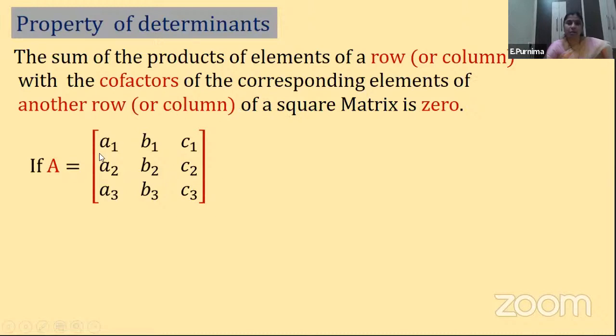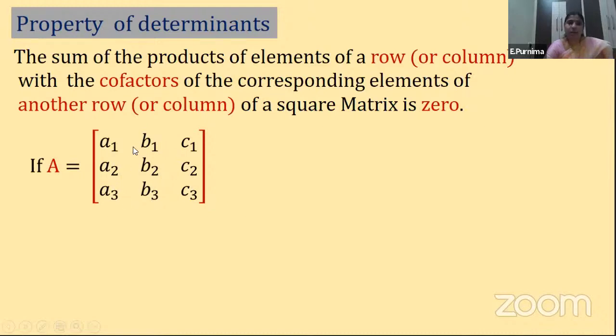Let me explain along the row. Suppose here it is a row. In the first row we are considering A1, B1, C1. If it is multiplied with the corresponding cofactors of another row, means A1 is multiplied with another row. Another row means what? Second row is there, third row is there. Any row you can take.